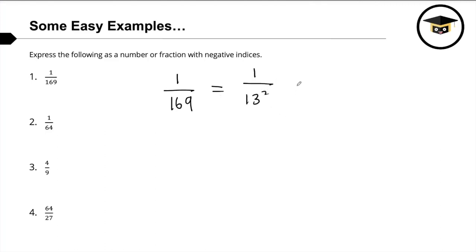Now, where to from here? Well, we're trying to reverse engineer stuff, right? We're trying to bring in a negative index. So essentially what's happening here is we know that 1 over 13 squared is the same as 13 to the power of negative 2. And that is going to be an answer for question 1. Let's move on to question 2.